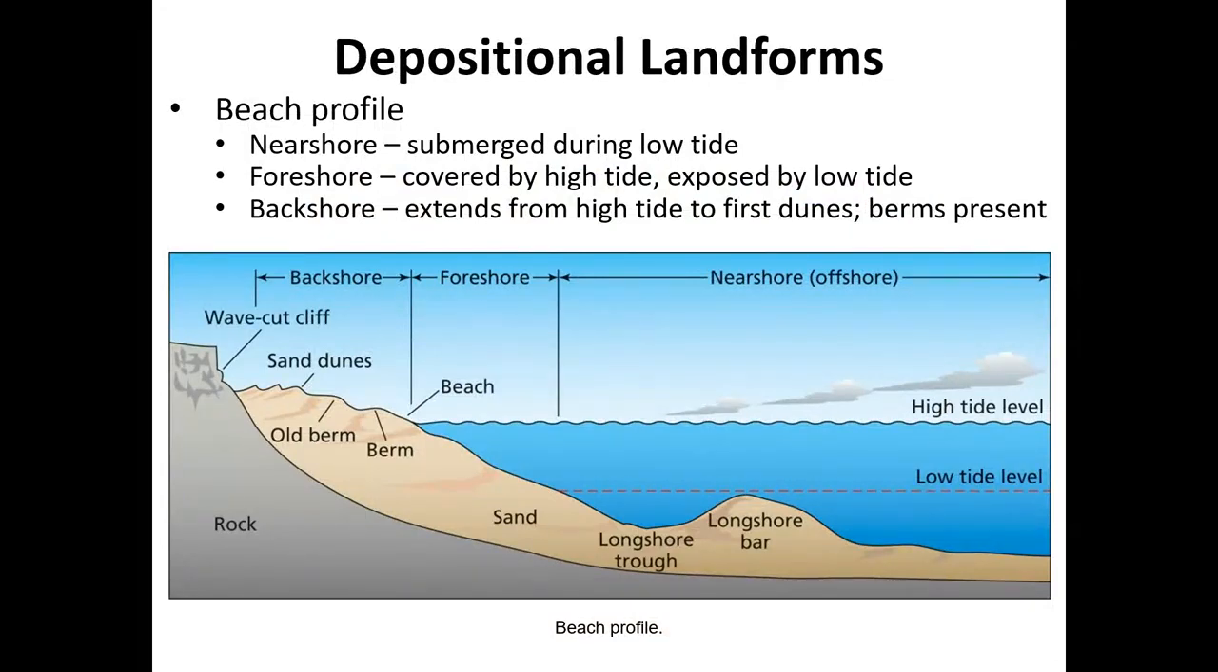The near shore is submerged during low tide. That, of course, wouldn't affect the Great Lakes, but that would affect the ocean. The foreshore is covered by high tide and exposed at low tide. So the foreshore is partly underwater some of the time and then not underwater some of the other time. And then the backshore extends from the high tide to the first dune or berms. And that is basically areas that are permanently on land under normal conditions, as you see on the left part of this here. So the foreshore is what we might think of when we really think of the beach. That's the land that's partially underwater and partially above water, depending on the tide.